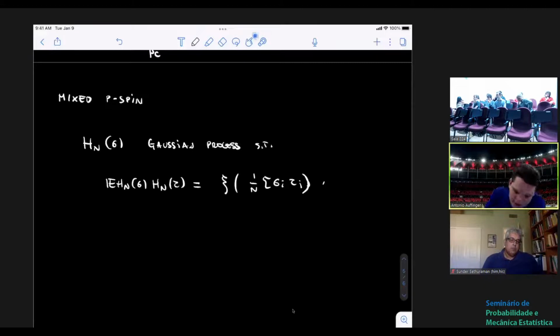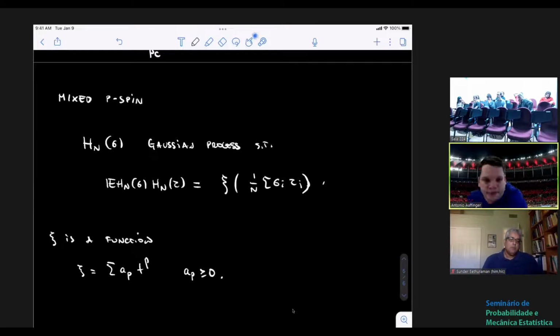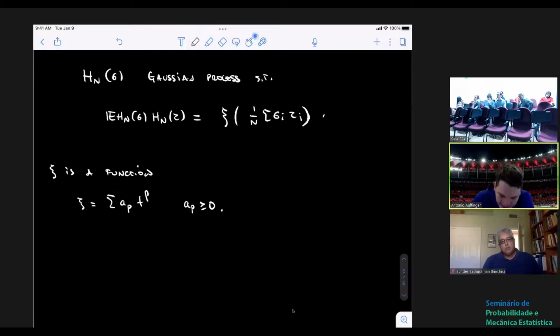Where C here is a function. And of course, then you need to classify, because not every function will give you something that's quasi-semi-definite. But in fact, these are classified. These functions are just functions that can be written in this form with a_p non-negative. So you can write it down as a polynomial or a Taylor series with all coefficients being non-negative. And the case that I just discussed above, the SK, is the case where this function, what I call the model, is just x squared.